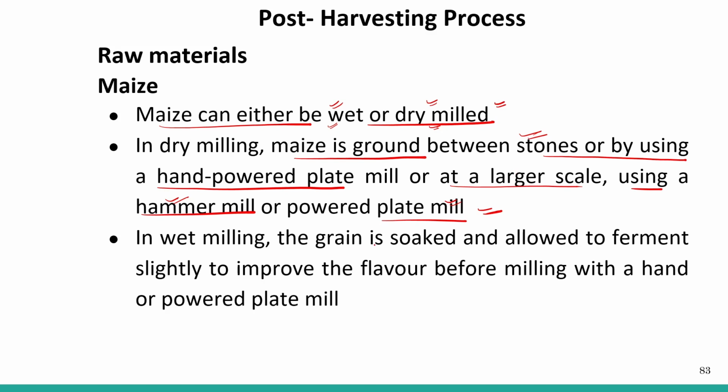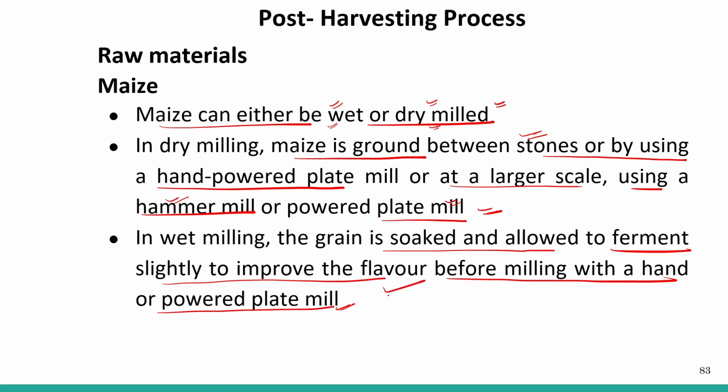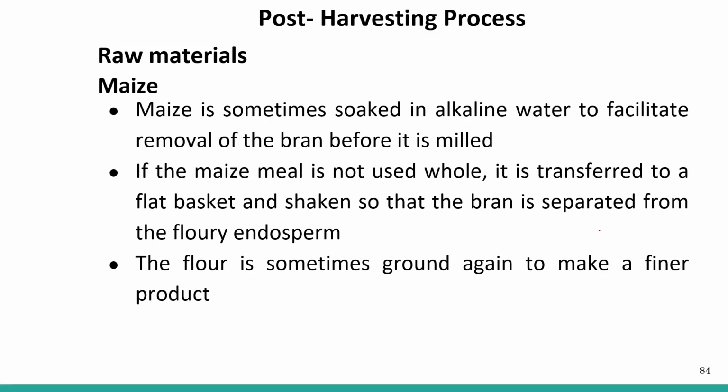So these are the different options used for milling the maize. In wet milling, the grain is soaked and allowed to ferment slightly to improve the flavor before milling with a hand or a powered plate mill. So in wet milling we soak the maize grains and let them ferment, and then they go for the milling process. Why do we do so? It can improve the flavor before milling. So for particular preparations, we can go for wet milling.